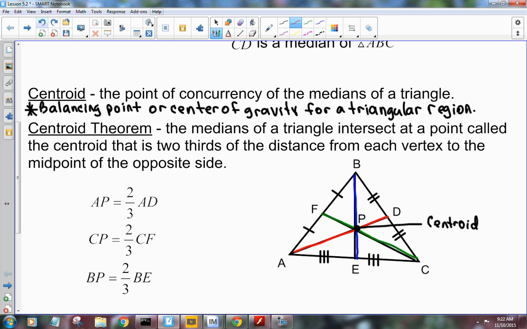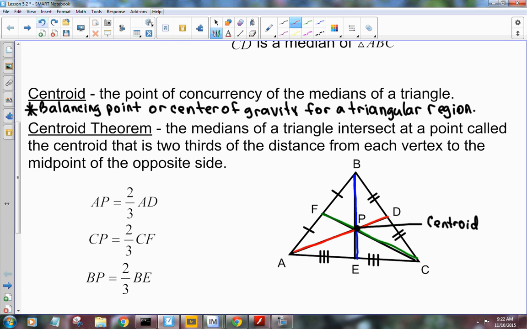Not like what we talked about yesterday, which was still kind of weird, but this is even stranger. Let's look at this red segment, okay? When you're talking about the centroid, you've got a shorter part, a longer part, and you've got the entire median, okay? And the centroid breaks it up into 1/3 and 2/3 parts.